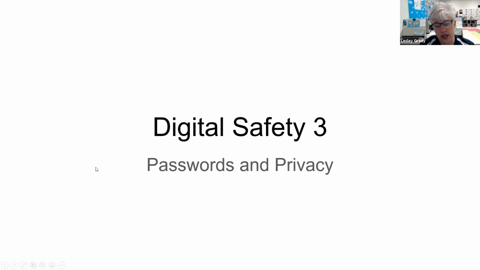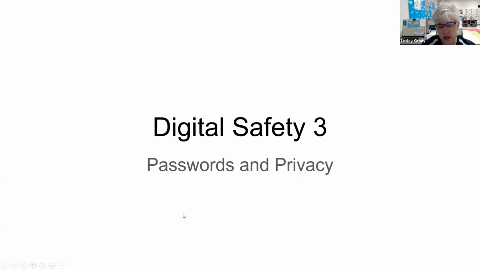Our third lesson that we do is on passwords and privacy settings. Here at school, we have a generic password for all of our kids, and we use the Clever badges for our little ones as well. So we go into what are strong passwords and what privacy settings we should be using, and then we go out and we check them.